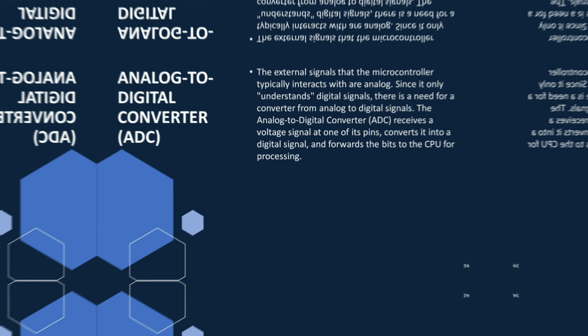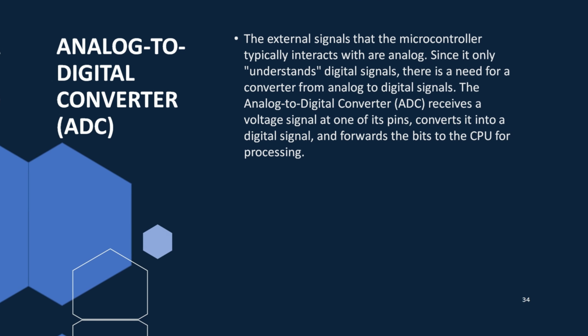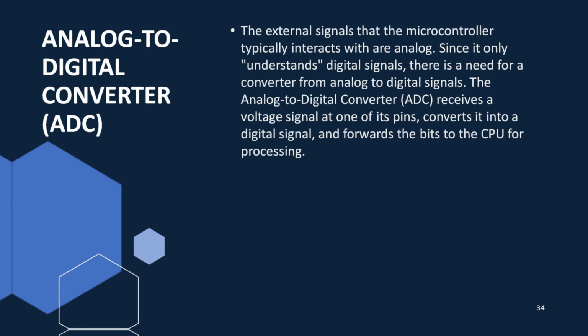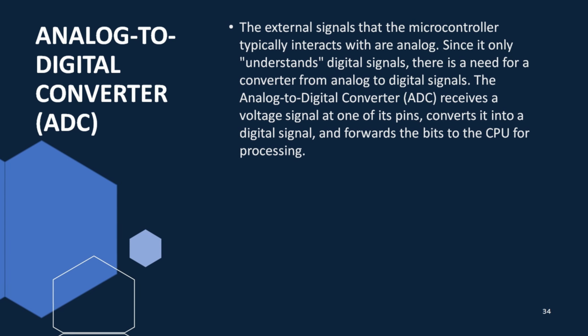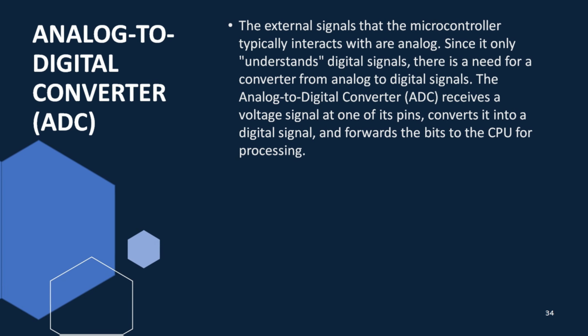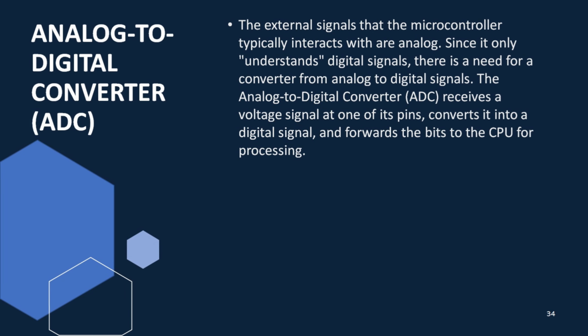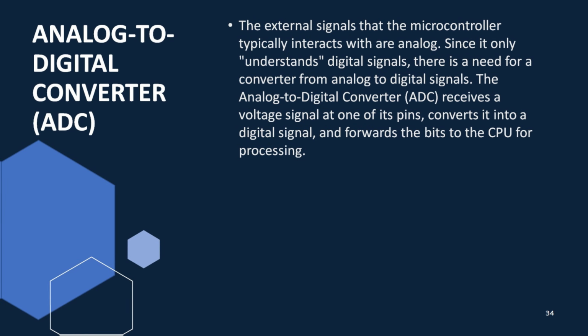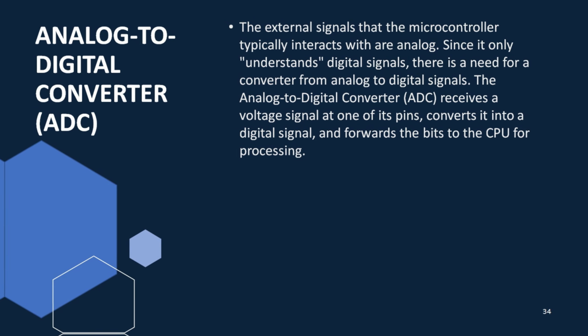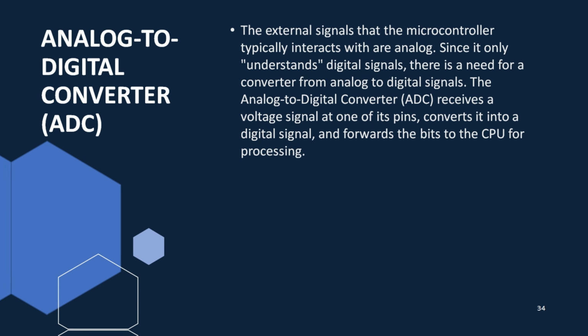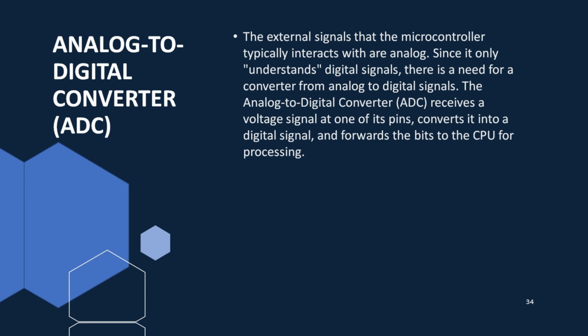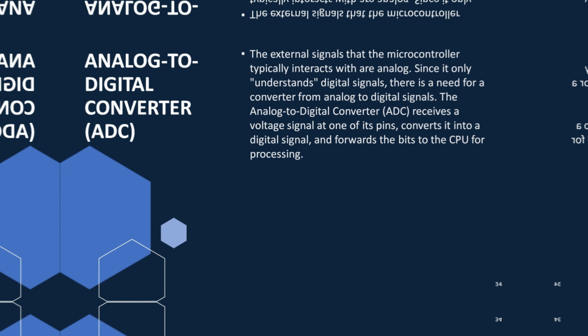Analog to digital converter, ADC. Microcontrollers frequently interface with external signals, many of which are analog in nature. However, the microcontroller operates primarily with digital signals. To bridge this gap, analog to digital converters, ADCs, come into play. These components receive analog voltage signals at their input pins, convert them into digital representations, and transmit the resulting digital data to the CPU for processing.